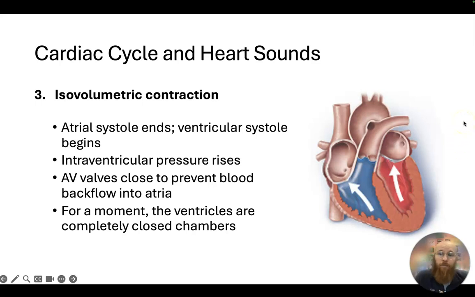Okay, step 3. We call it isovolumetric contraction. Okay, so let's break down what's happening here. At this point, the atrial contraction, the systole, has ended. Okay, so we don't have any more contraction of the atria. And ventricular systole, so that active contraction of the ventricles, those pumping or discharging chambers, at this point, that is going to begin. Okay, so atrial systole has completed, ventricular systole has started.